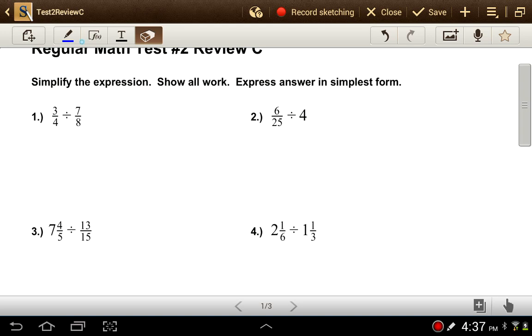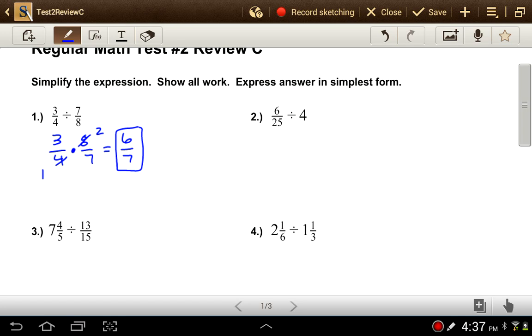So I'm going to use the multiplying by the reciprocal technique. The first fraction is going to stay the same. I'm going to turn my division to multiplication, and that's going to take the reciprocal of the second fraction. I get that. Now I'm going to look to cross cancel. Nothing with 3 and 7, but 4 and 8. 4 divided by 4 is 1. 8 divided by 4 is 2. So that gives me 6/7 as my final answer.